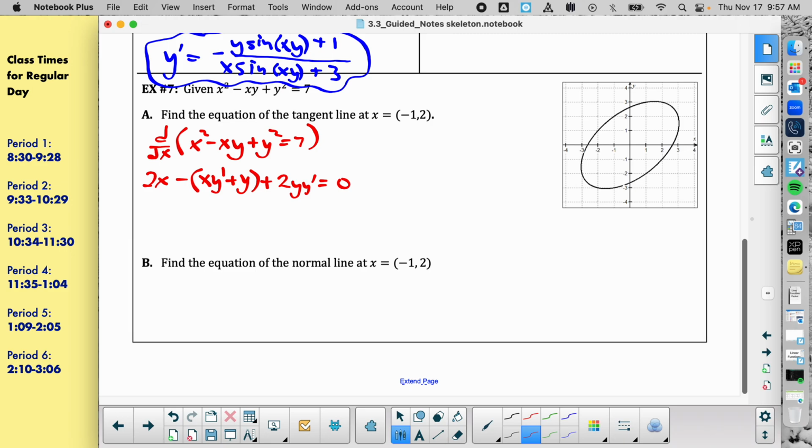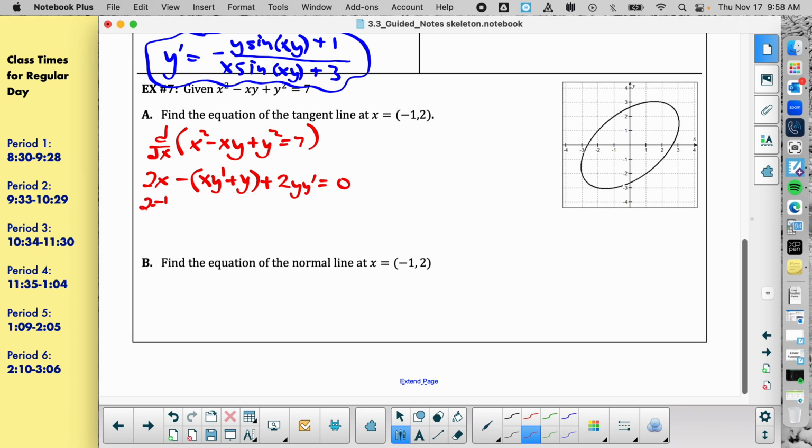No, it'll say find dy/dx. I mean, it'll have some way of telling you what you're doing. Okay, I can solve this for y prime right now, or I can plug in -1, 2, and then solve for y prime afterwards. Order doesn't matter. Let's try plugging in the numbers, because we didn't do that yesterday. So let's plug in the numbers now and then solve for y prime as we go.